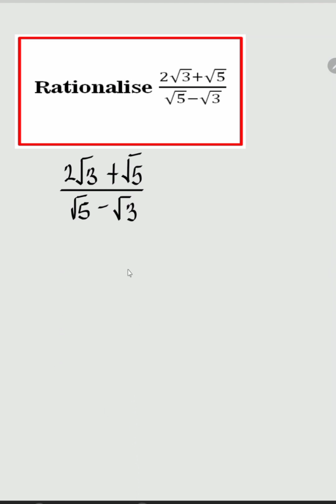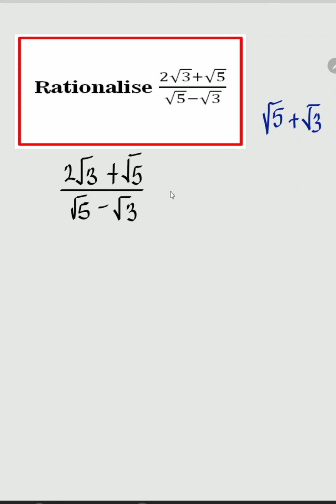We consider the denominator. The denominator is root 5 minus root 3. Then we look for the what? The conjugate of this denominator. The conjugate of this denominator is root 5 plus root 3. Okay, we alternate this sign to be plus.